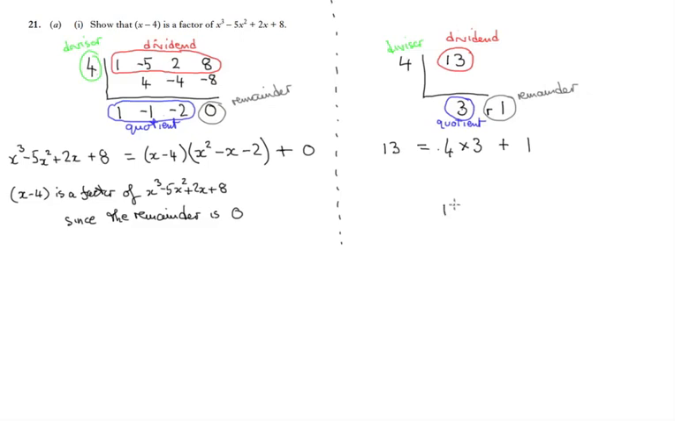If we had something like 12 divided by 4, it would go 3 times, remainder 0. What we're saying about 12, we're saying that 12 is 4 times 3 plus 0. 4 goes exactly into 12. 4 is one of the factors of 12. Here we're saying that x minus 4 is one of the factors of this polynomial.